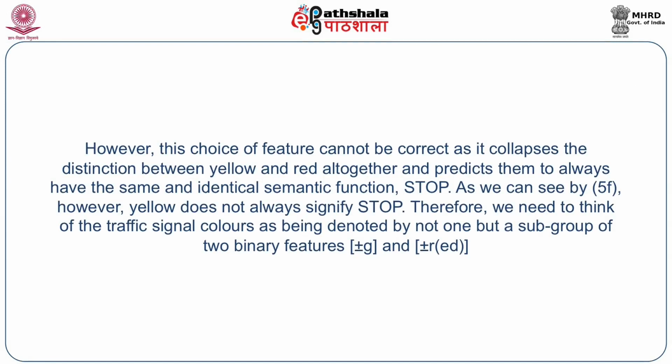the meaning stop. However, this choice of feature cannot be correct, as it collapses the distinction between yellow and red completely. And we know that yellow can, depending on its state, sometimes mean go, because yellow and red do not have the identical function stop. So let's make a feature geometry. That is, we think of the traffic signal colors as being denoted by not one but a subgroup of two binary features. Let's take these two features to be plus/minus green and plus/minus red.